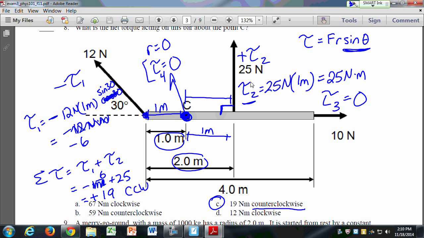That means it's counterclockwise. You will have a problem like this. You have multiple forces, and you have to find the net torque. Is it the sine because it's in the y direction?